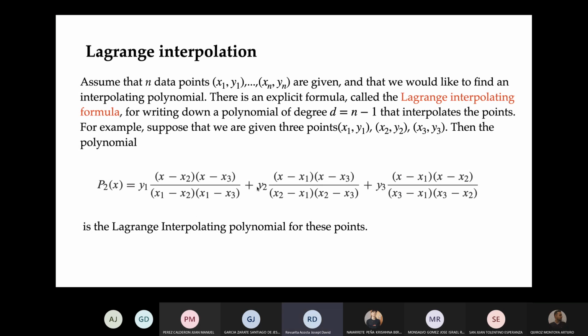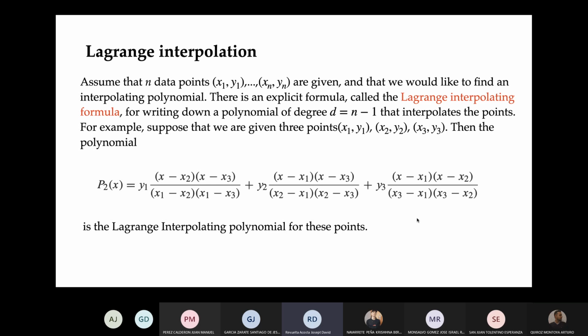If we analyze the second term, with y2 we have to subtract x1 and x3. And since x2 is the element sharing the coordinate with y2, you have x2 minus x1 and x2 minus x3. And the same for the last one. So it's actually a very intuitive formula. You can memorize it very easily.